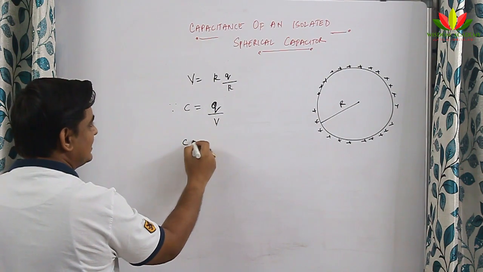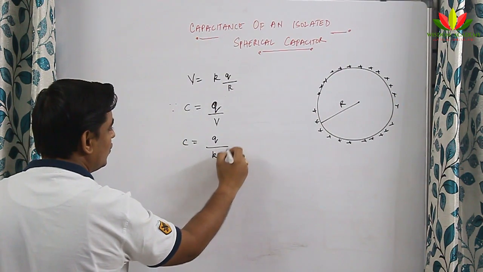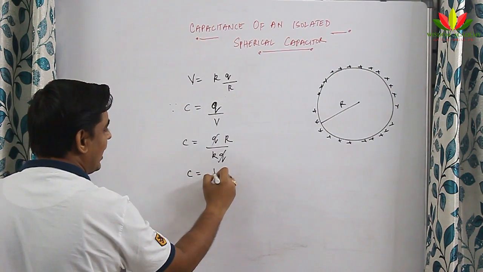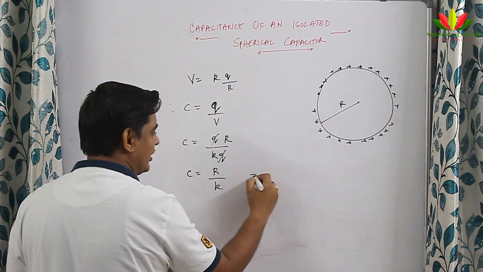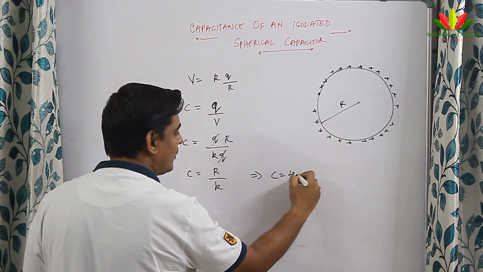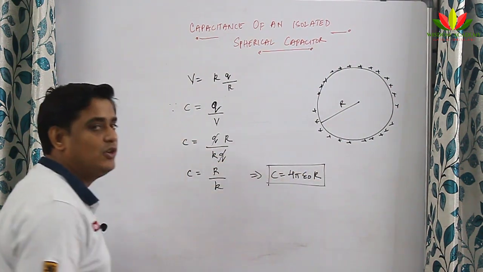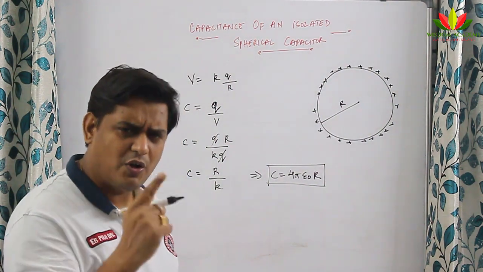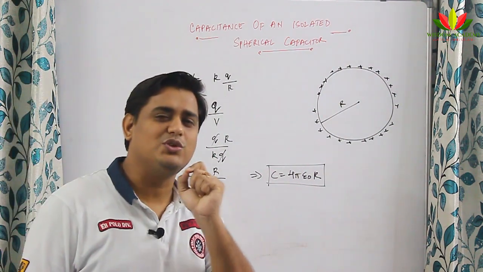So I can write capacitance is equal to Q by V. What is V? V is K into Q by R. Q gets cancelled. So I get C is equal to R by K. What is K? 1 by 4 pi epsilon naught. So I will get capacitance is equal to 4 pi epsilon naught R. This is the value of capacitance for a spherical capacitor.